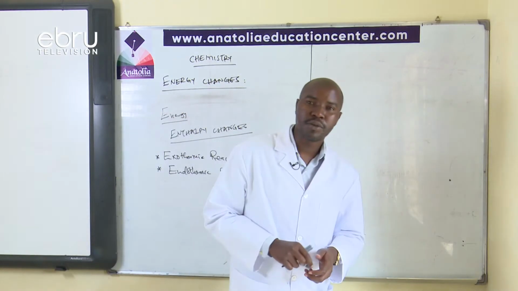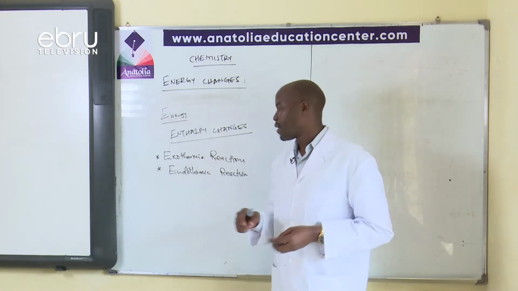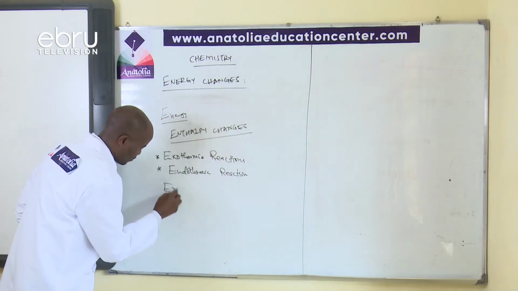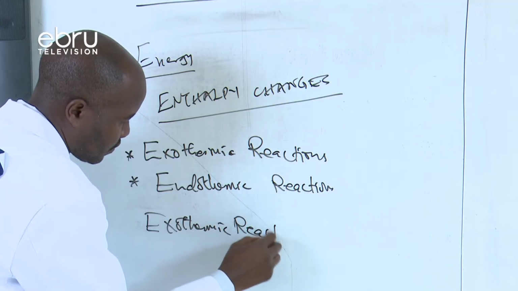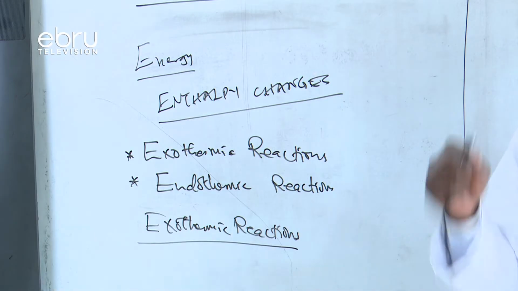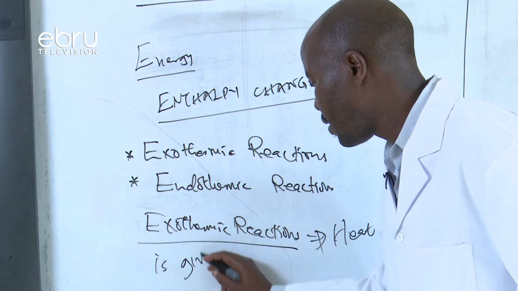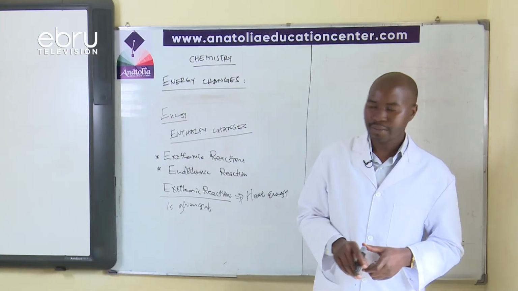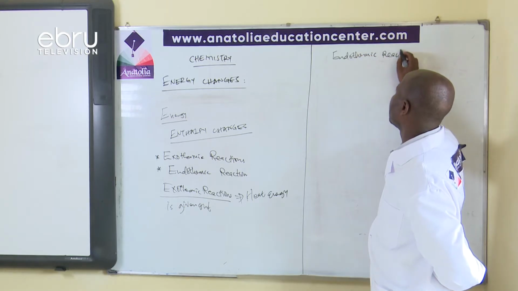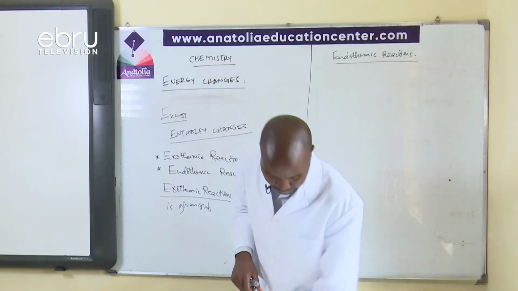Now, what is the difference between the two? So, when we talk of the exothermic and endothermic, let's start with exothermic reactions. The exothermic reaction means what? That during this reaction, heat energy is given out to the surrounding. In endothermic reactions, heat energy is absorbed from the surrounding.